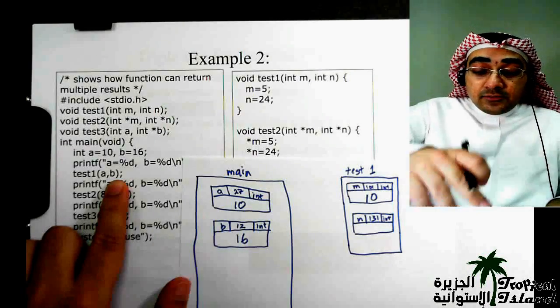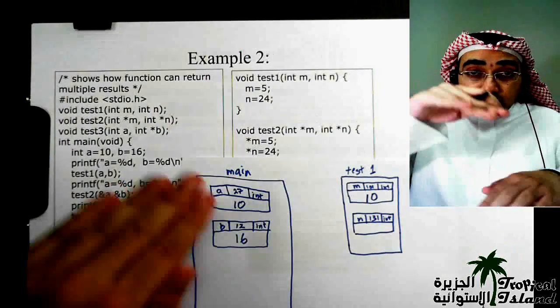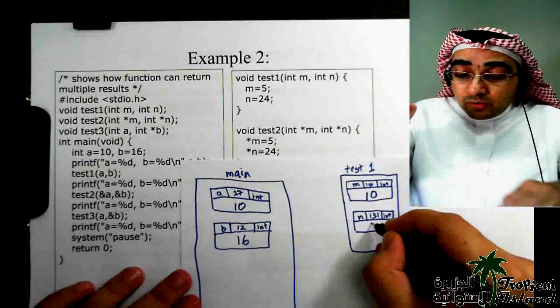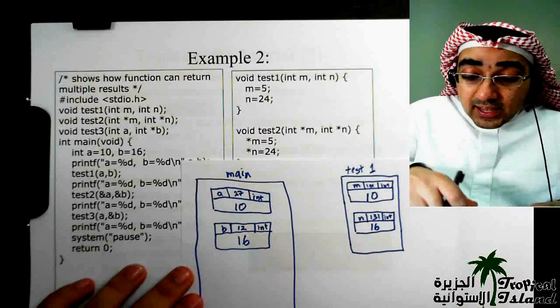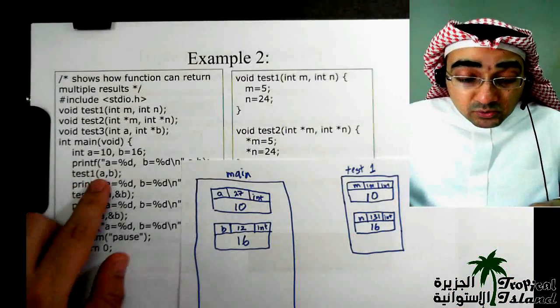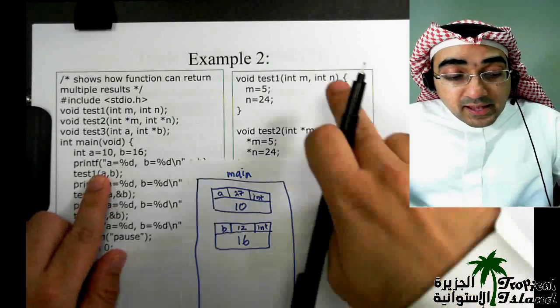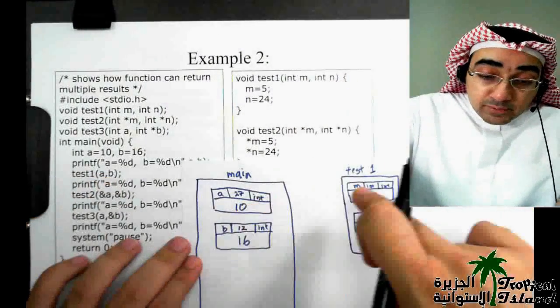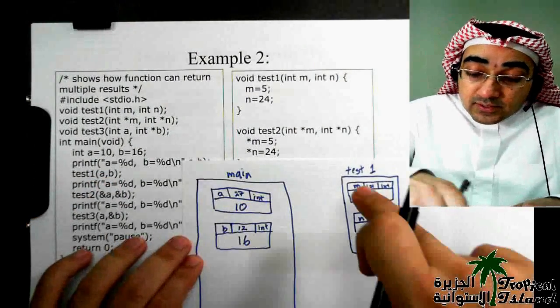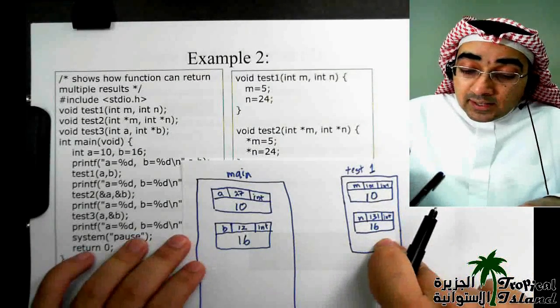It's as if you're copying this value. So you put it in the photocopy machine, you get another copy, and you put it over here, and this is 16. Okay, this is called pass by value. Why? Because we are actually passing the values of a to m and the value of b to n. So this is pass of 10 over here and 16 over here. So m now is 10 and n is 16.